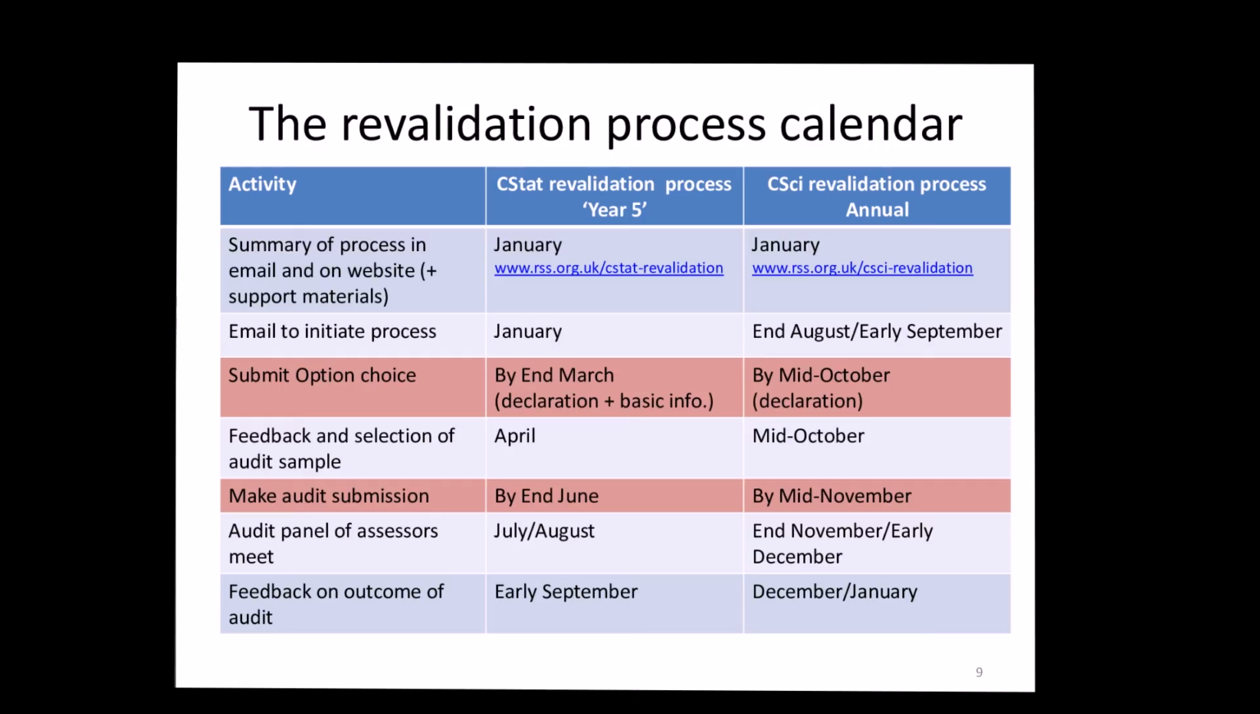Now, hopefully these last 5 or 6 slides have given an overview of the general CStat and CSci revalidation processes. We will now focus on the detail of the CStat revalidation process to be carried out this year, and then comment on the differences between this process and the CSci revalidation process. So if you are one of the members who holds both awards and are going through revalidation, then virtually everything we will cover in the next few slides also applies to you, but the specific differences I'll summarise when we've been through the process in detail.